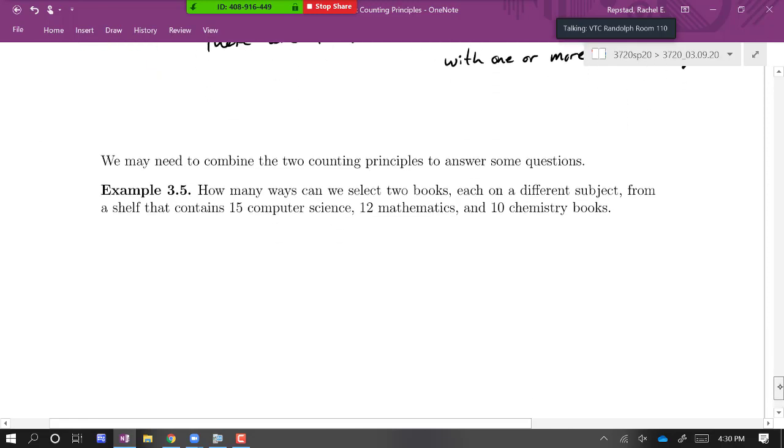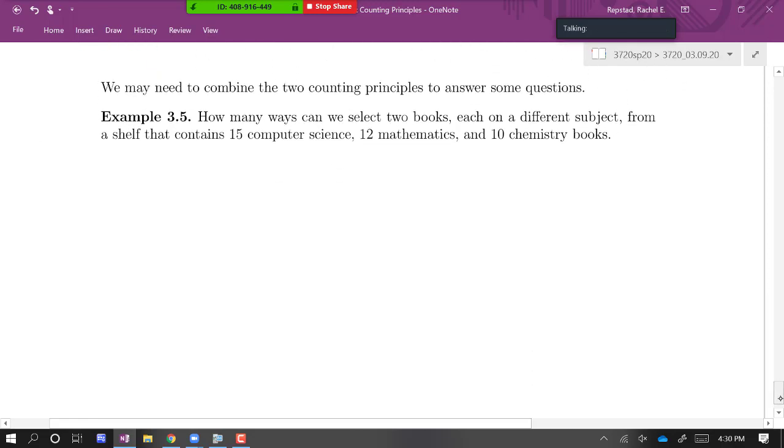Let's do another. So here in this next example, we've got a shelf that contains 15 books on computer science, 12 on mathematics, and 10 about chemistry. And we want to select 2 books, each from a different subject. There are 15 different computer science books, 12 different mathematics books, right? They just sort of categorize them. We want to walk away with 2 books.